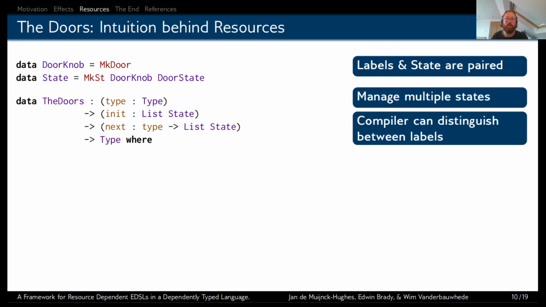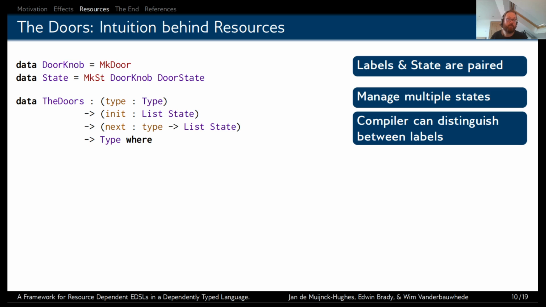And our state here is a pairing of a label, a doorknob, and the state of the door. The compiler can distinguish between these labels, and an alternative approach is to replace these labels with De Bruijn indices. So that's future work. With this setup, we can now describe our expressions in type-level state machines, plural, one for each door.